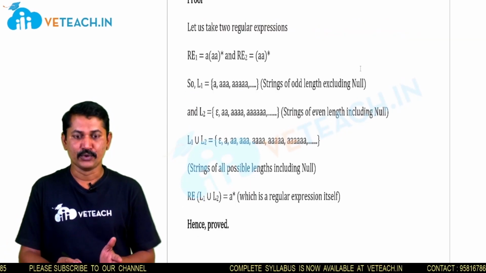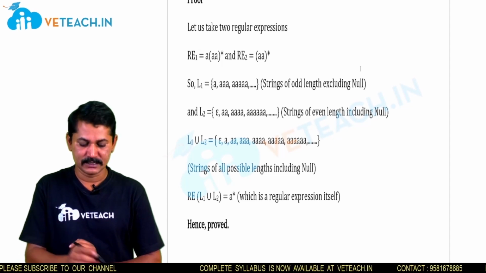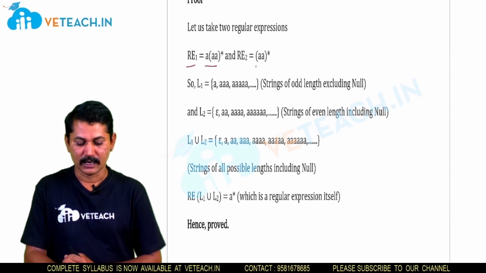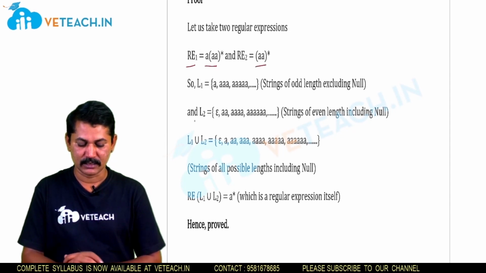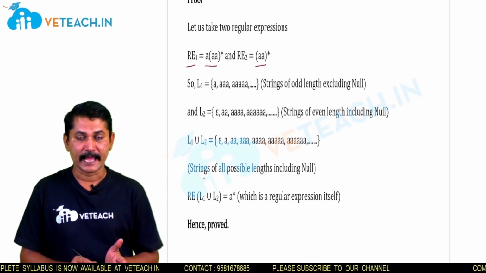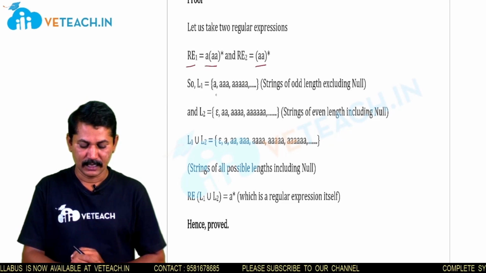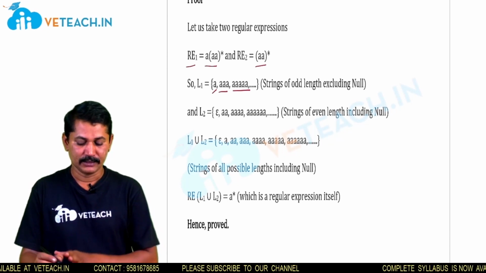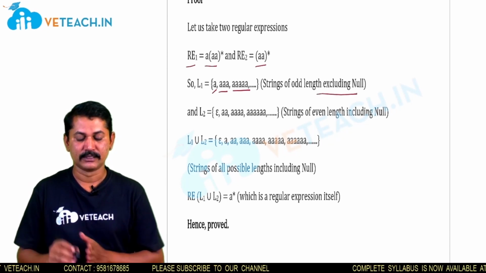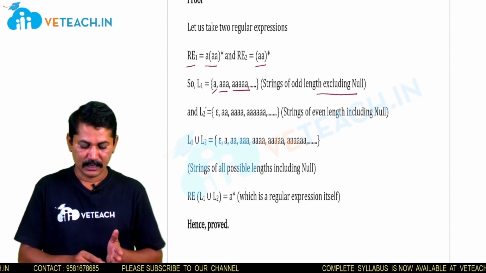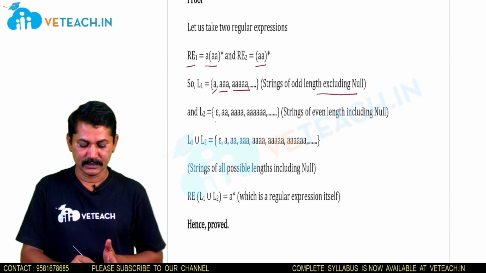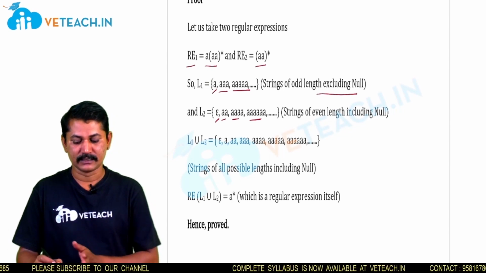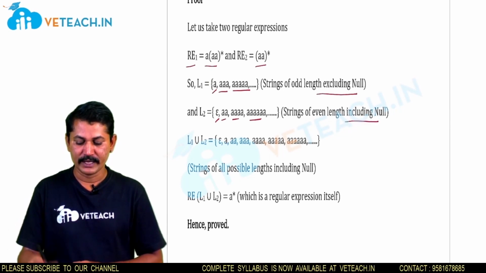As a proof, we are going to consider two regular expressions. RE1 as A(AA)*, and RE2, that is regular expression 2, as (AA)*. Consider the language L1 under the expression, which is A, AAA, five A's, which is nothing but strings of odd length, excluding null. And consider L2, which has epsilon, that means the null string, and the even length strings, that means the lengths of strings are even, including null.